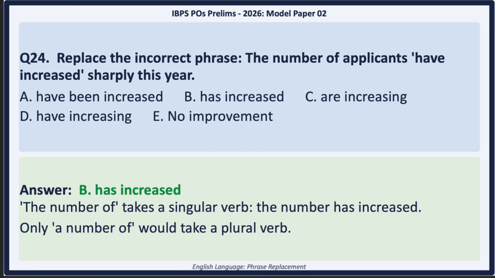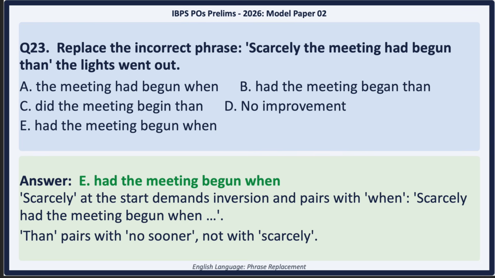The phrase to replace is, scarcely the meeting had begun than the lights went out. We have two mandates violated here. First, scarcely requires adverbial inversion, so it must be had the meeting begun. Second is the signpost. Scarcely is inextricably paired with when, not than. Ah, so than is wrong. Completely invalid, yes. Than only pairs with no sooner. So the correct choice is E, had the meeting begun when.